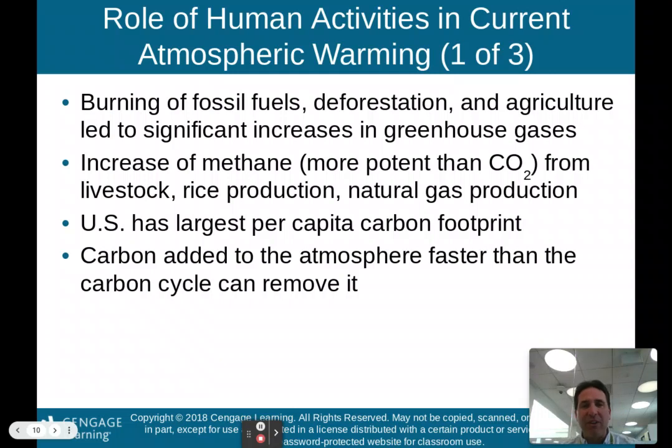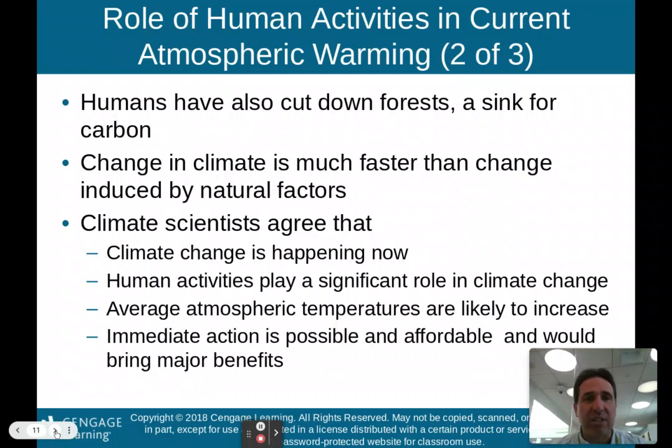Carbon is added to the atmosphere faster than the carbon cycle can remove it. Again, in the olden days, before human beings, carbon was added, carbon was taken away, right? Trees sequester carbon, right? We said the oceans sequester carbon. We've talked about this. Well, now, unfortunately, we're adding it too fast, and so this is why the carbon dioxide levels have increased. Humans have also cut down forests, which, again, is a sink, our way that carbon is sequestered. We're cutting them down. Changing climate is much faster than change induced by natural factors.